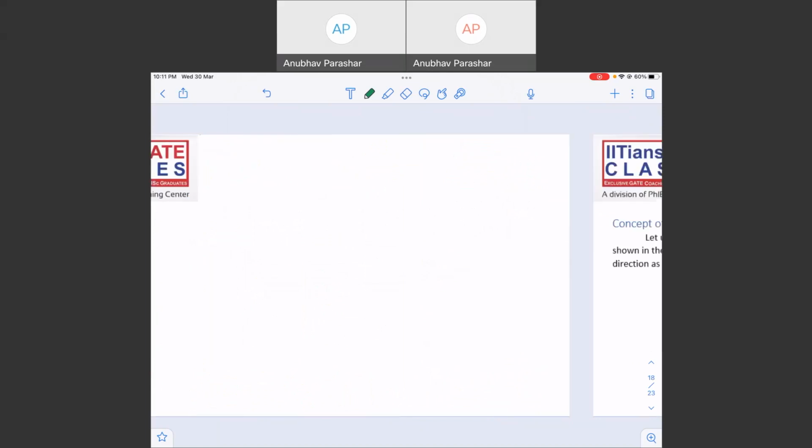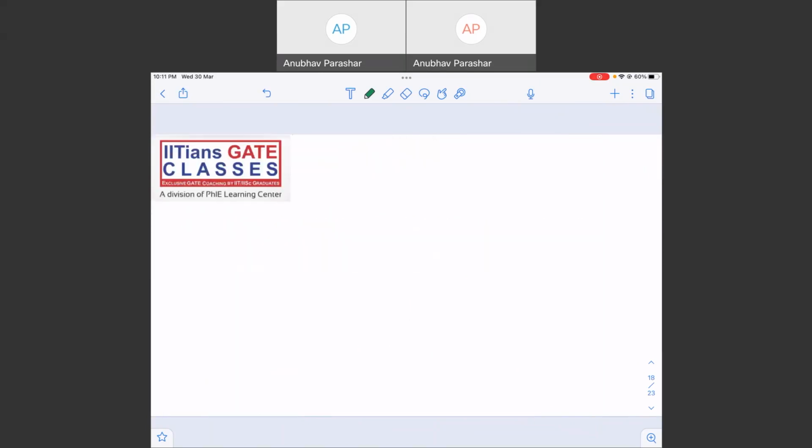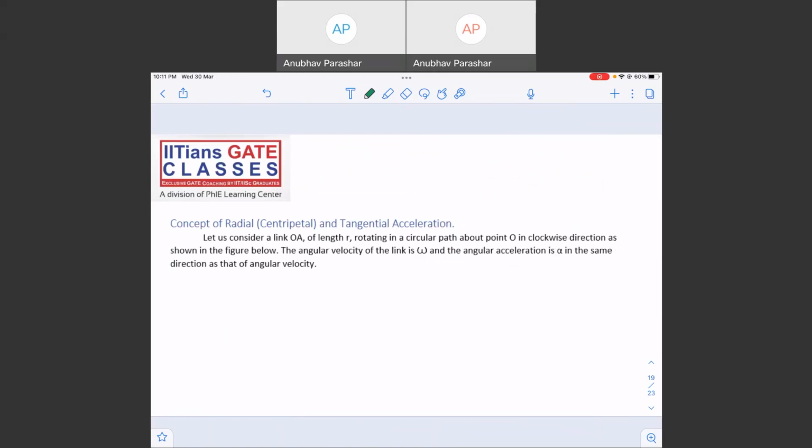Okay, let us now try to understand the concept of radial and tangential acceleration. So this is all for your relative velocity concept. We have done two methods: one is the I-center method, and the second one is the relative velocity method. After that, now we are progressing into the acceleration part.